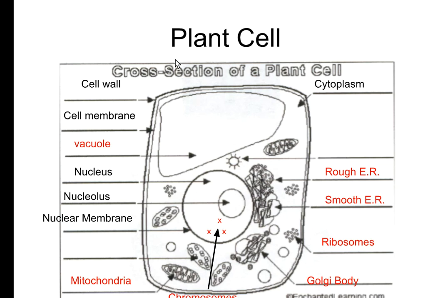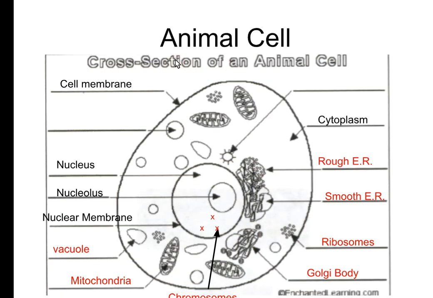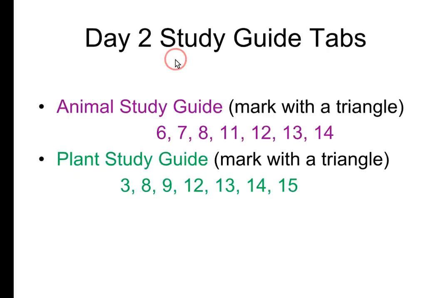On your plant cell, please fill in the red parts today. Fill in the red parts on the animal cell. On your study guide for today, mark tabs 6, 7, 8, 11, 12, 13, and 14 on the animal cell with a triangle. And on the plant, with a triangle, mark 3, 8, 9, 12, 13, 14, and 15.